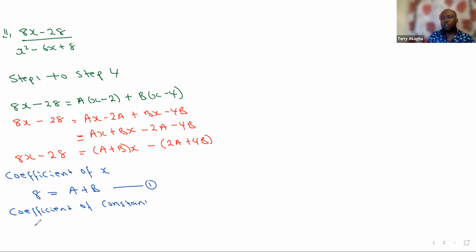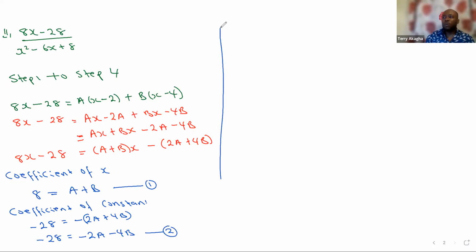Okay, so this is minus 28. And the constant term here is going to be minus 2a plus 4b. So that means if you open the bracket, minus 28 is going to be minus 2a minus, what? 4b. So we have equation 1 and we have, what? Equation 2.